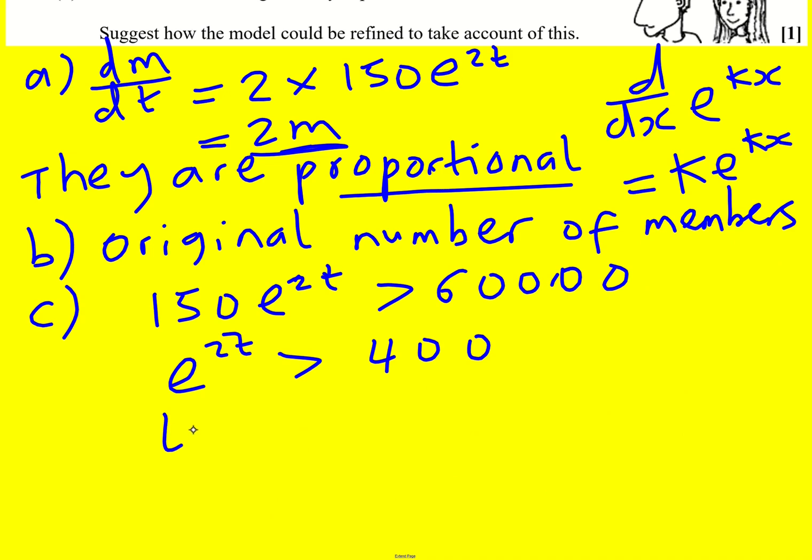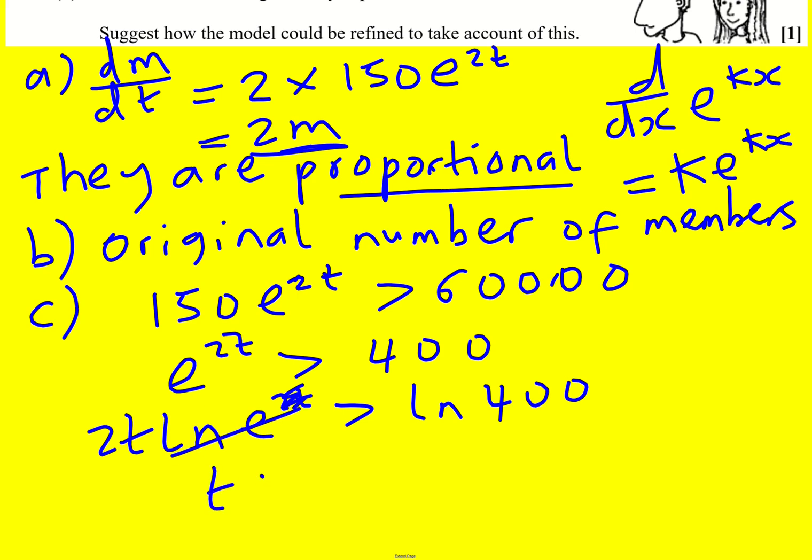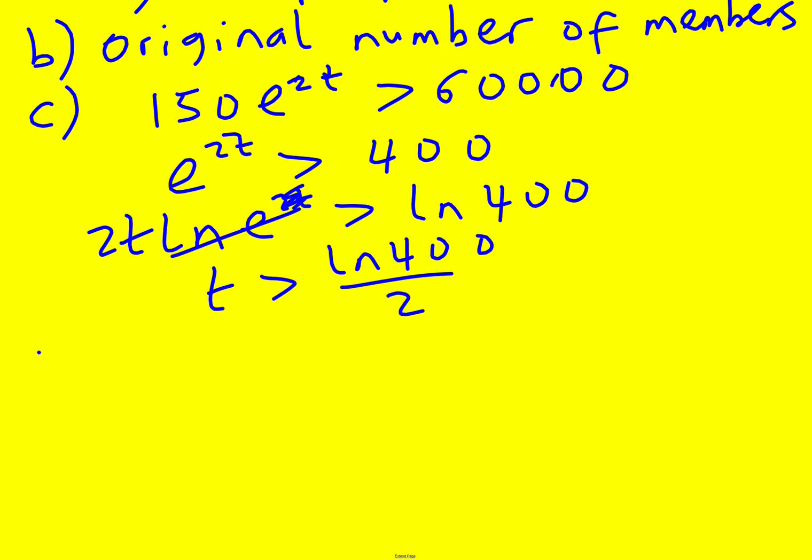And now do ln of e to the 2t is greater than ln 400. The 2t comes down, and ln of e is just 1, so I basically get that t is greater than ln 400 over 2. Hence, t is greater than 2.9957.